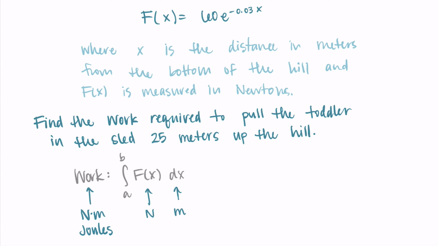All right, then we just need to put in the other information. So we know that we're starting at the bottom of the hill and going up 25 meters. So I'm going to do that as 0 to 25. And then we put in our equation for force, 60e to the negative 0.03x.